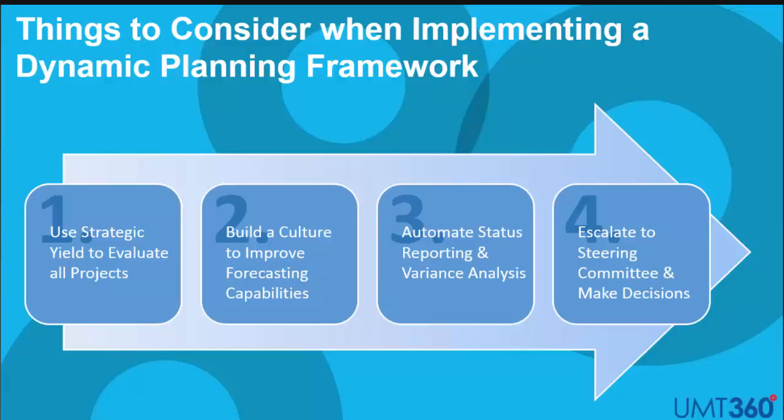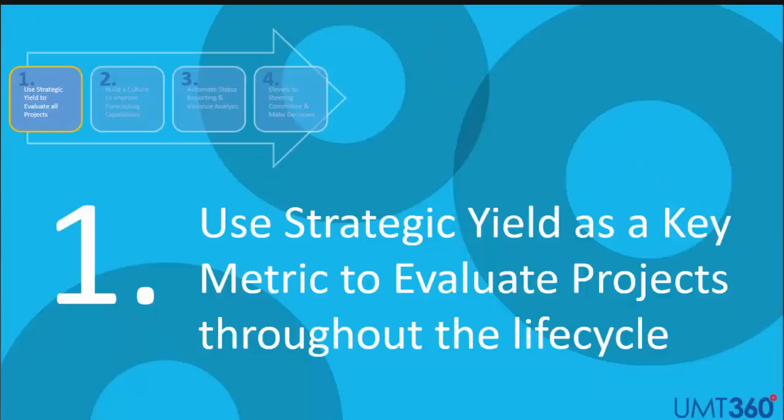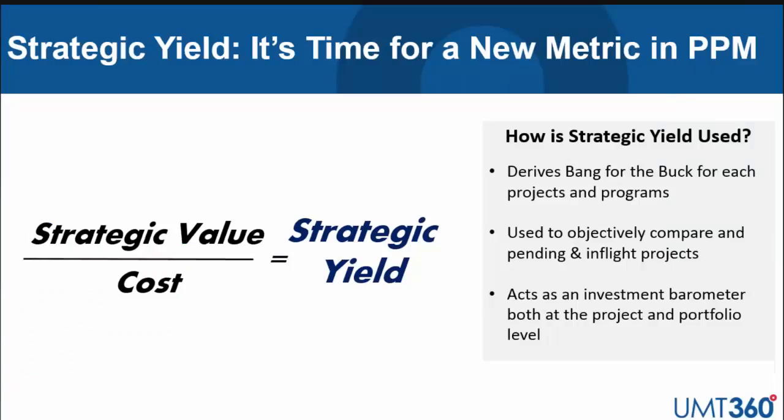The automation of status reporting and variance analysis is a key driver, a key input into the dynamic planning process. And we want to empower and escalate decisions to our steering committees to make these decisions on a recurring basis. So we're going to dive into each of these in more detail. First, looking at strategic yield as a new metric. I talked about becoming the VC or the CFO of your project portfolios, and what we've seen is the rise of a new metric, a business-orientated metric for managing your project portfolios as business investments.